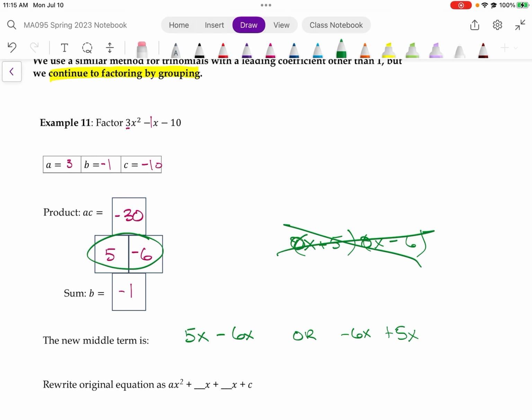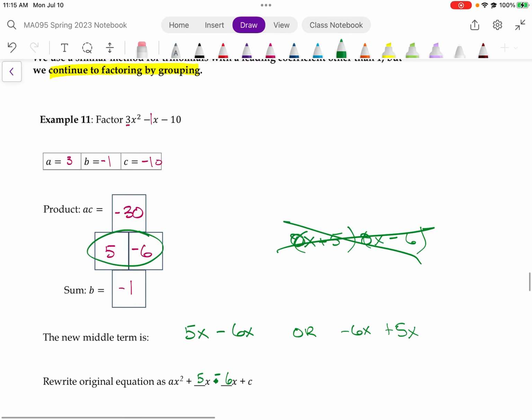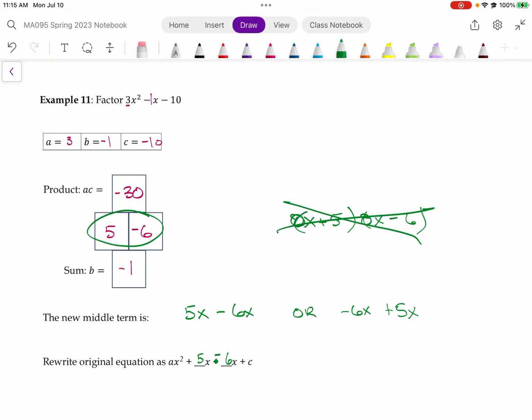Rewrite the original equation as ax squared plus 5x minus 6x plus c. I'm going to get 3x squared plus 5x minus 6x minus 10. Now, where did I get all those numbers? Let's go through this first time. Here's my 3x squared. My 5x minus 6x is here, the middle term. That comes from this right here, and it adds together to make -1x, or just minus x. The last term is this one here.